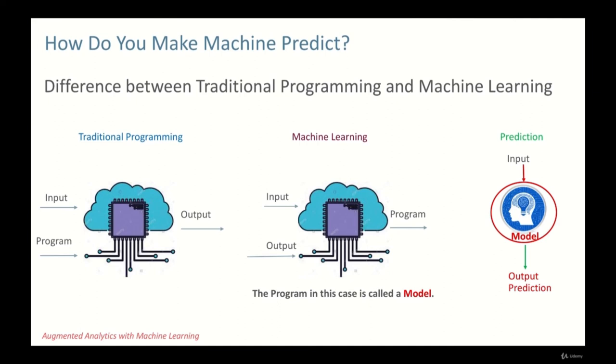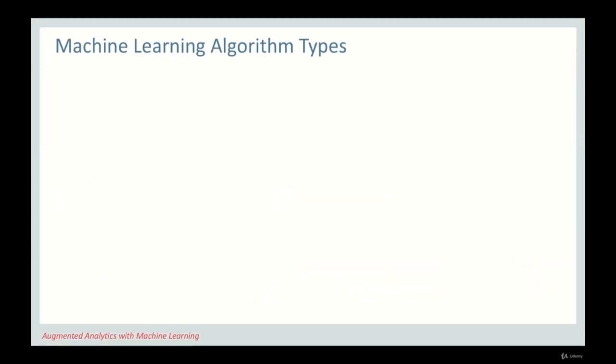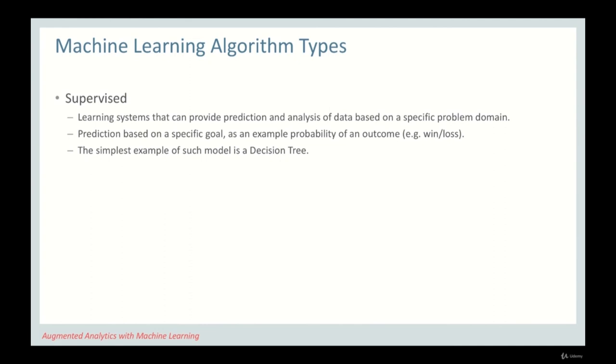Therefore, the type of machine learning model that we want to produce, as well as use for a specific business problem, will be driven by the business objective. Each machine learning model, or algorithm in technical words, can be classified into three different categories. The first one is supervised learning, in which we provide historical data with input and output and produce a program that can predict and analyze the data based on a specific business problem.